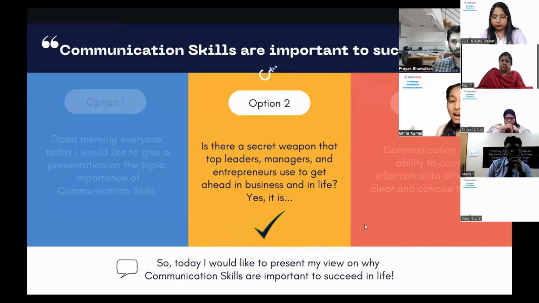And followed by that, there are 2 lines written below. Can you read those 2 lines as well? Okay. So today I would like to present my views on why communication skills are important to succeed in life. Exactly. And when you club those two lines, that's when your introduction is complete, right? Got it.